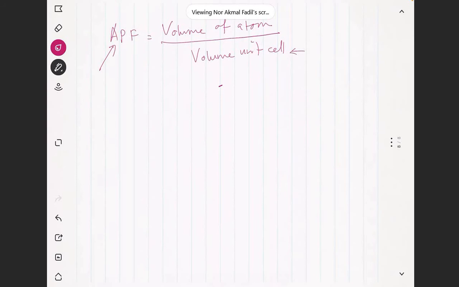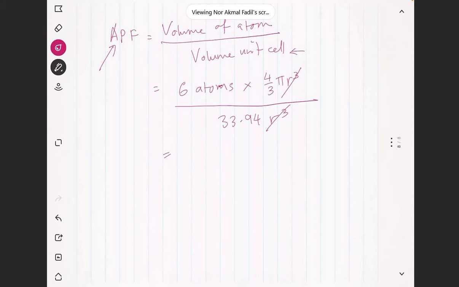Now, just now you gave the answer. So now the volume of atoms: how many atoms are inside the HCP? The number of atoms is 6. So 6 atoms multiplied by the volume of a sphere, because we assume the atom is in the shape of a sphere. The sphere formula is 4/3 pi r cubed, divided by 33.94 r cubed. So we can cancel r. So what is the answer for this one?